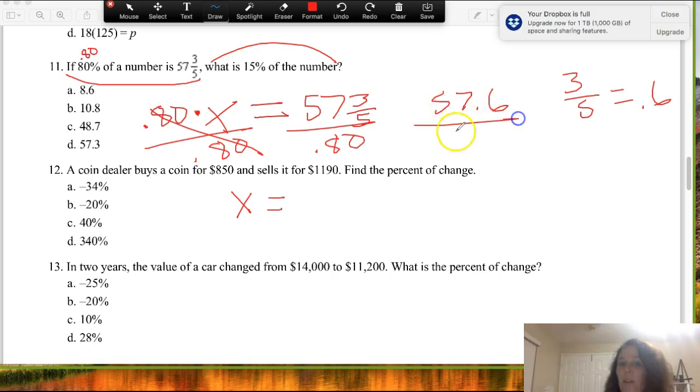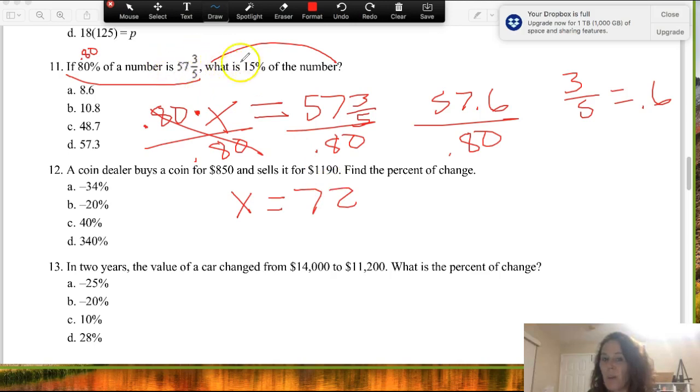57.6 on my calculator divided by 0.80. So let's do that. 57.6 divided by 0.80, or 0.8, is 72. So 80% of 72 is 57 and 3/5. That seems about right to me. Okay. Now that's not our solution. I figured out what that number is.